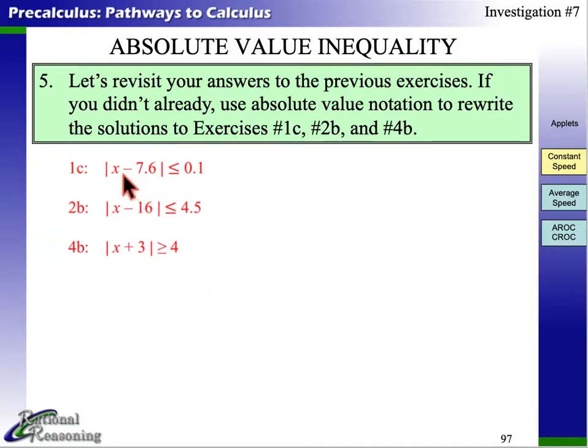So looking back, we got the absolute value. This is less than or equal to, so we're trying to get close. We're less than 0.1 from 7.6. This one also, we're less than a distance of 4.5 from 16. For 4b, we're greater than, so we're at least a distance of 4 from -3.